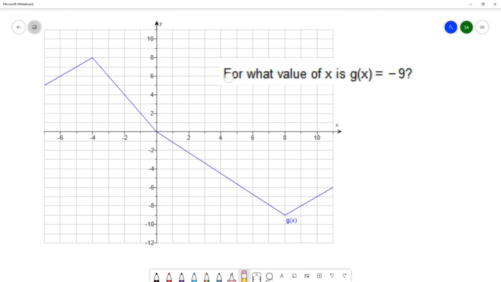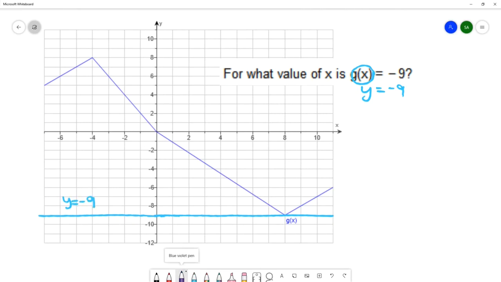On this question, we have the statement: for what value of x is g of x equal to negative 9? So we have to remember symbolically that g of x represents the y value. So this is saying for what value of x is y equal to negative 9? So we're looking at our y scale at a y of negative 9. It's right here. And I'm highlighting the line y equals negative 9.